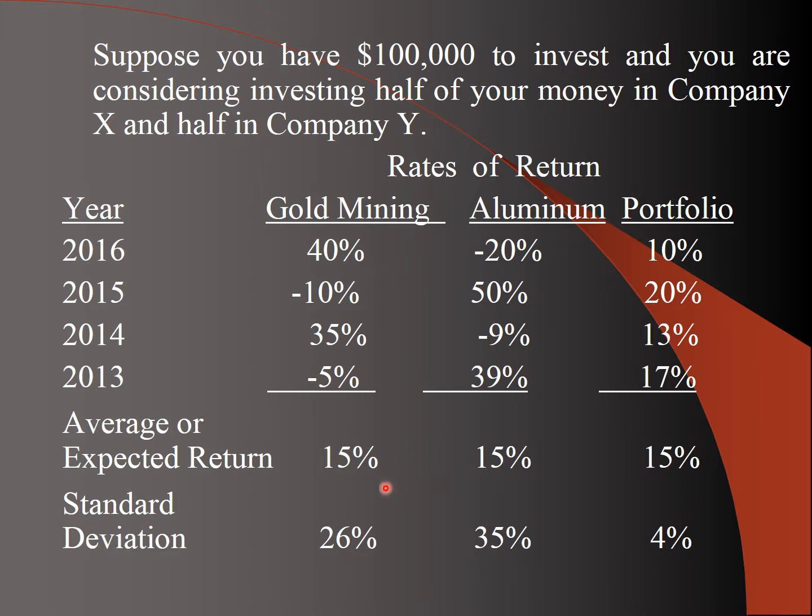And the expected rate of return, of course, that doesn't change. It's still 15%. But notice that when I put these two very risky stocks into a portfolio, so I'm taking gold mining, which is very risky, big standard deviation, and aluminum, which is also very risky, big standard deviation, I'm taking two very risky stocks, and when I combine them and put them in a portfolio, my risk nearly goes away. Okay, so how does that happen?